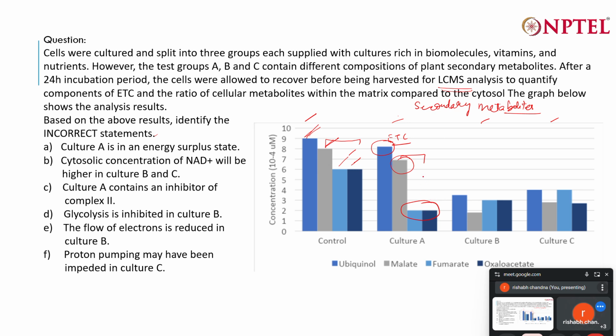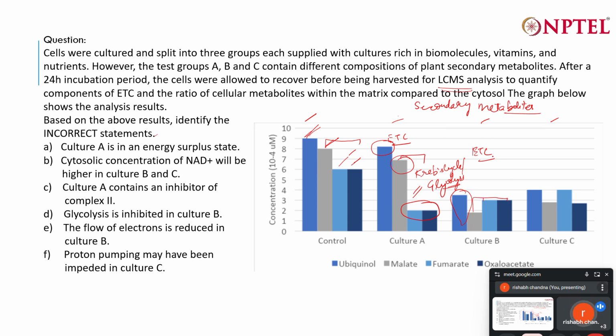So that means the Krebs cycle or glycolysis has a major impact in culture A. Now moving on to culture B. In this case, the ETC is actually being disturbed because here the ubiquinol levels are already low. And the rest of the three are also down, very much decreased.